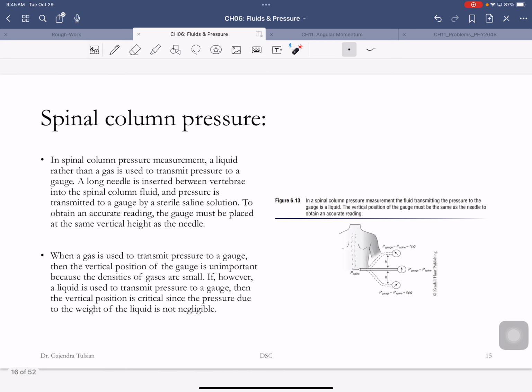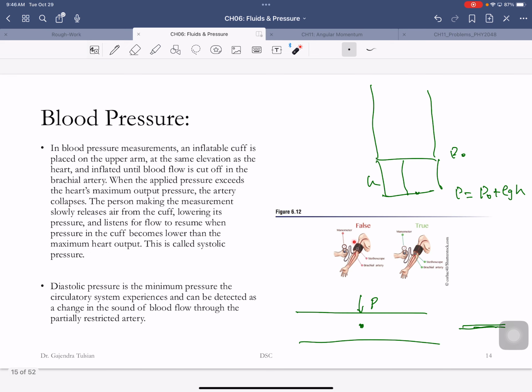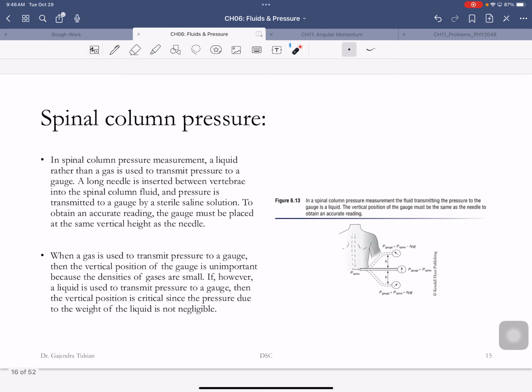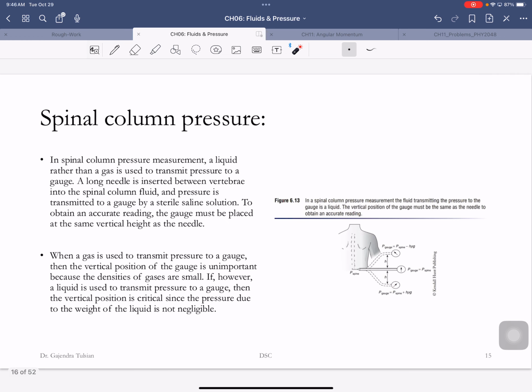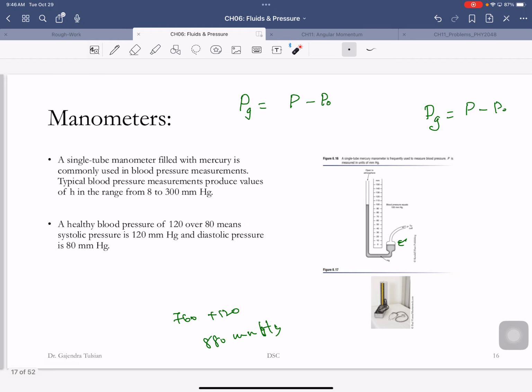Okay, so when you're measuring blood pressure, it is air that is transmitting the pressure. When it's air transmitting the pressure, this gauge can be anywhere. When you're measuring spinal column pressure, it's a saline solution that's transmitting the pressure, and then it's important that the gauge be right at the level where you're measuring the pressure. You don't want the gauge there or there. I don't know if you guys have dealt with that, but that's something you need to be aware of.